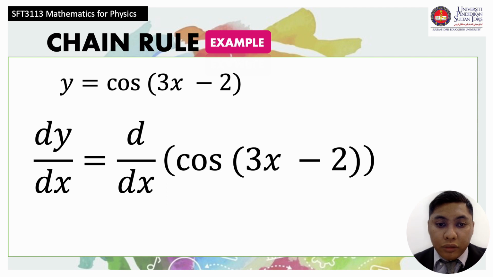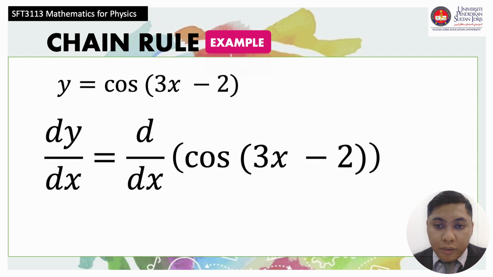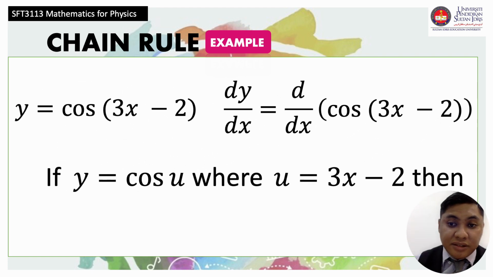When we are going to differentiate, we differentiate like usual: the derivative of cos(3x minus 2). So we change the cos argument to u. We let u equal 3x minus 2. That means cos here is the outer function, so you get y equals cos u, and u equals 3x minus 2. You just replace 3x minus 2 with u.